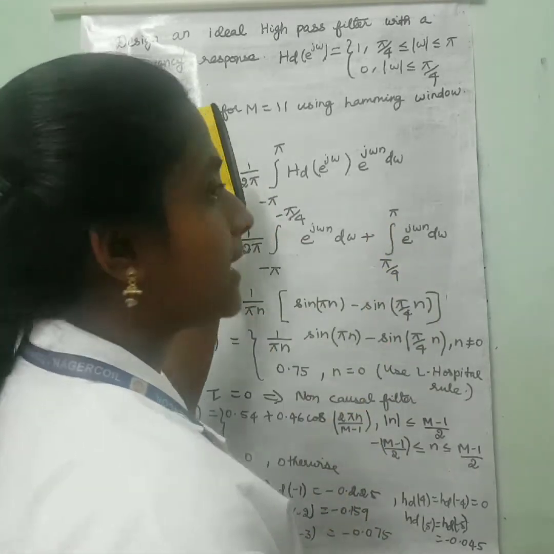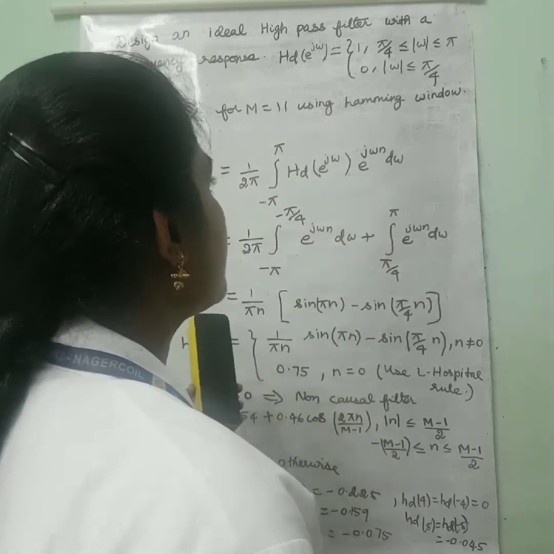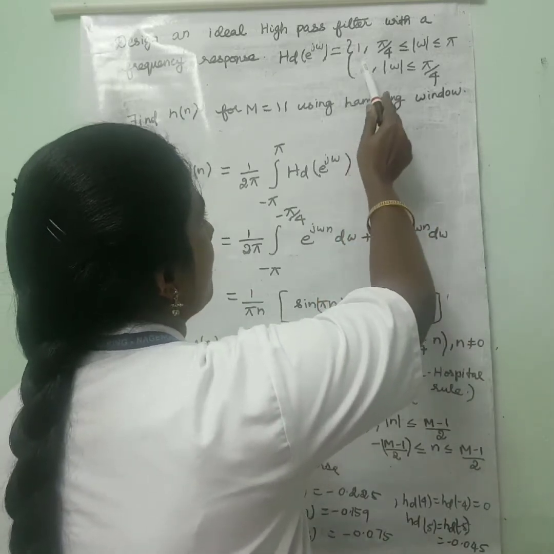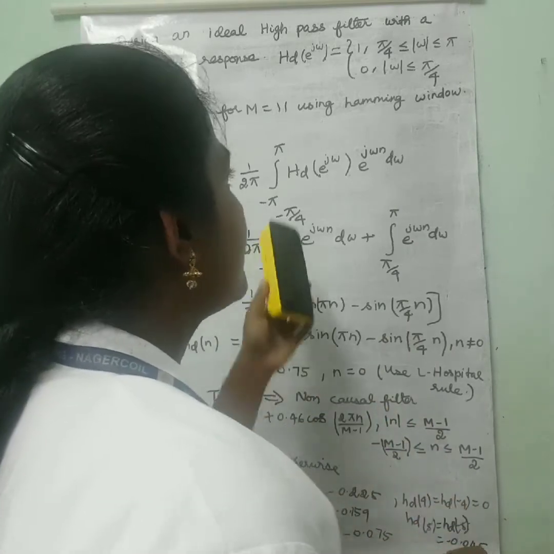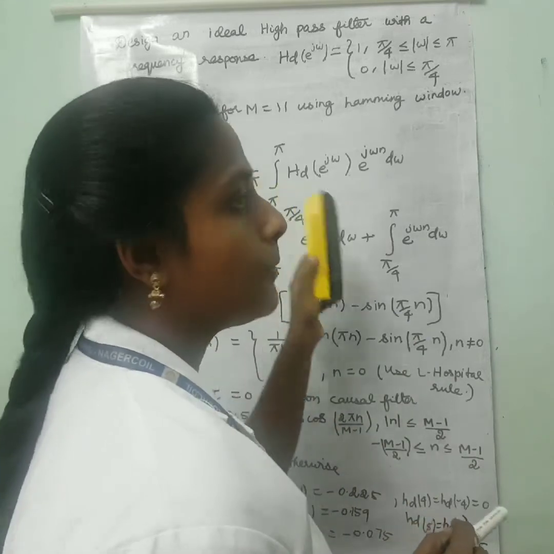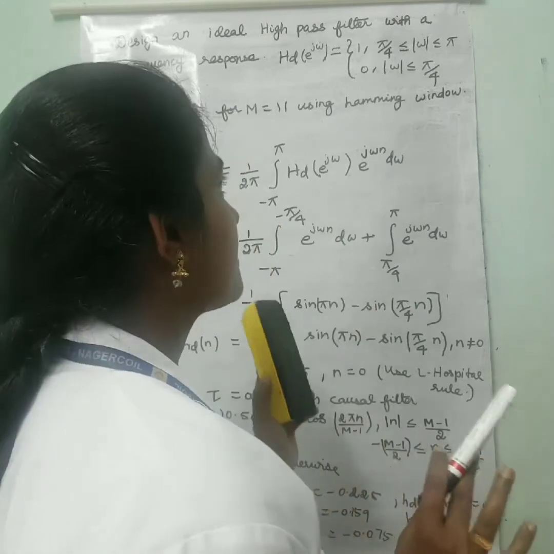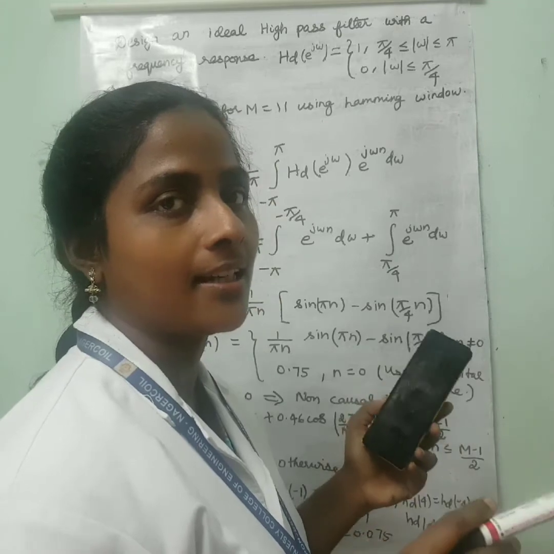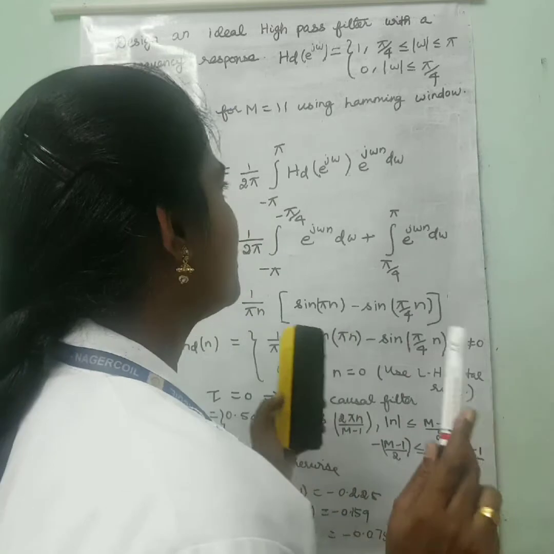In the question they have given an ideal high pass filter. Ideal high pass filter means the value of Hd of e power j omega is always equal to 1 in the limit value. Ideal low pass, high pass, band pass all have the same constraints only. That is, in a certain limit it has the value 1, that is unity value.